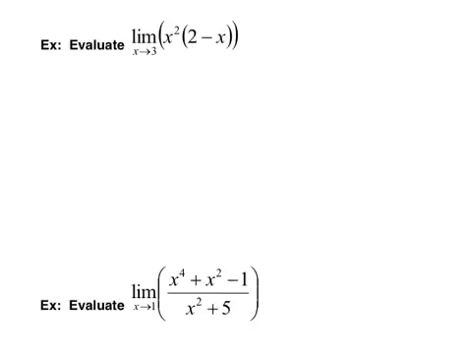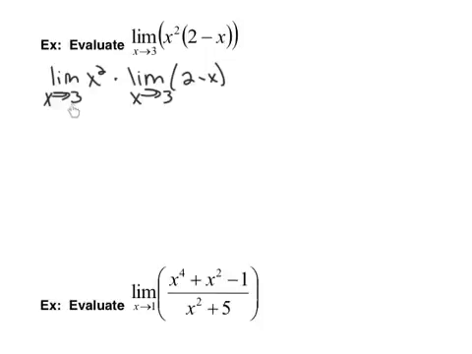Alright, so we'll do another example like that, and then we'll save the third example for class. So the limit, as x approaches 3, of this guy, this is a product, and then this is a little difference inside the product. So I'm going to use the laws to break them apart. The limit of a product is equal to the product of the limits. So here we go. The limit of this product is the same as the limit of x squared as x approaches 3 times the limit of 2 minus x as x approaches 3.